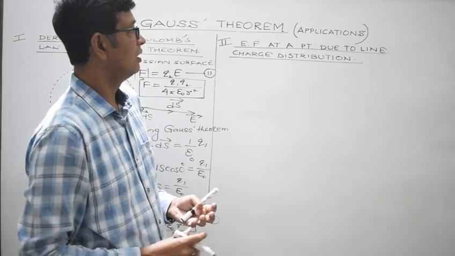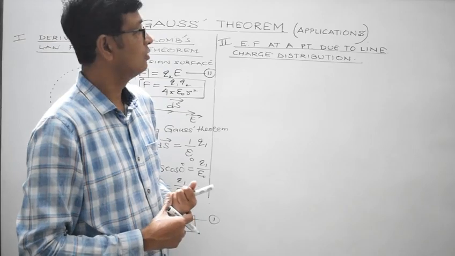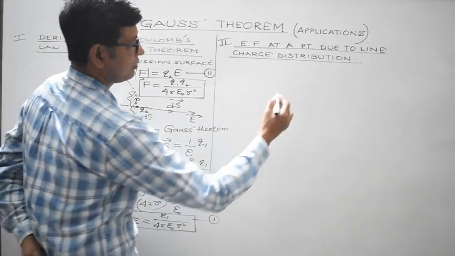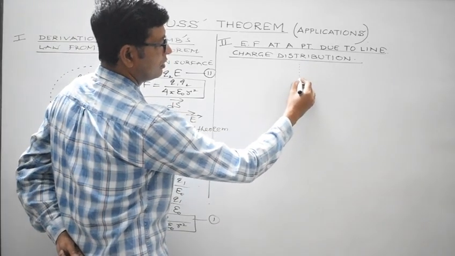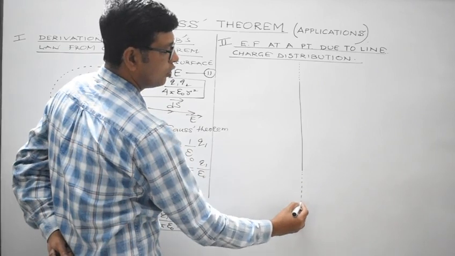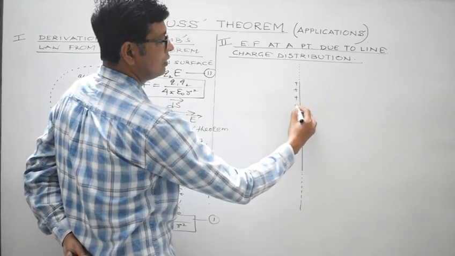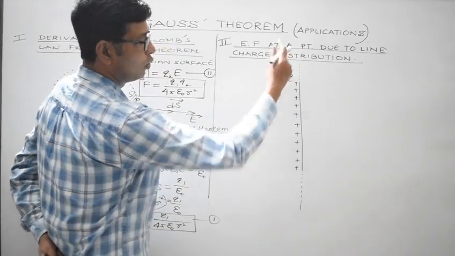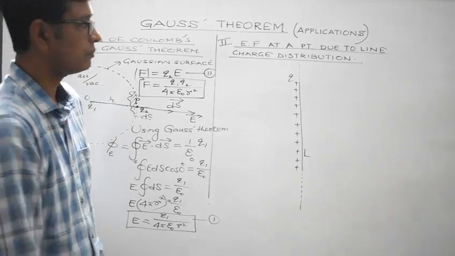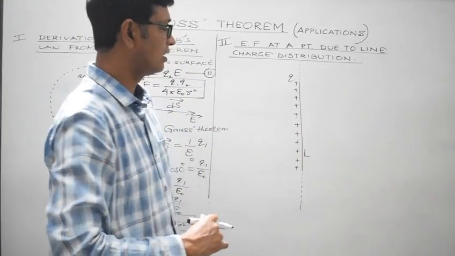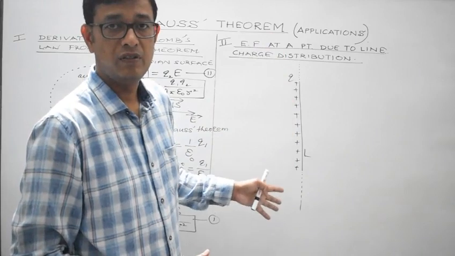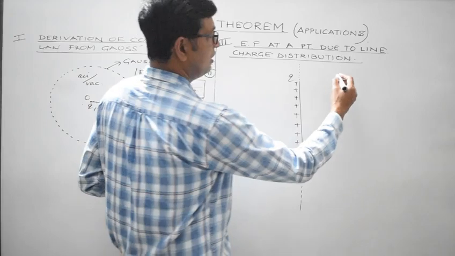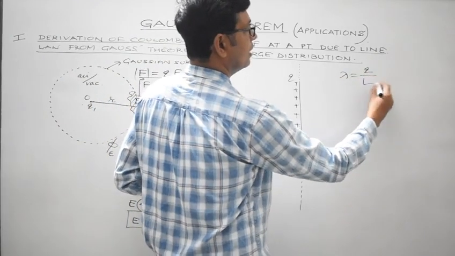So, proceeding, let's consider this particular article now. Electric field at a point due to line charge distribution. This is an infinite long line, and suppose charge Q is uniformly distributed over length L. We have already discussed this. It's a case of one-dimensional, right? So we'll make use of lambda, which is linear charge density. So linear charge density would be Q by L.